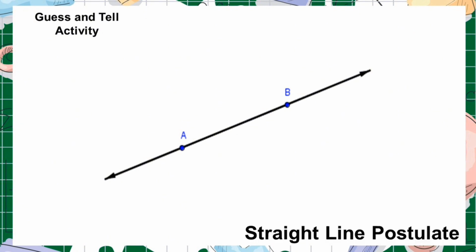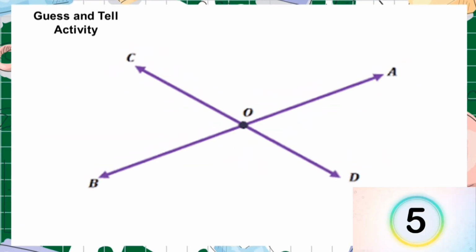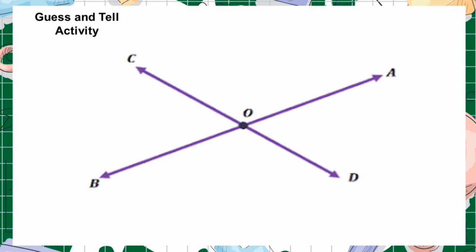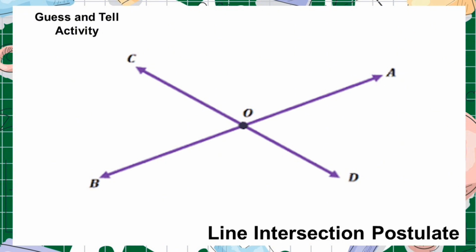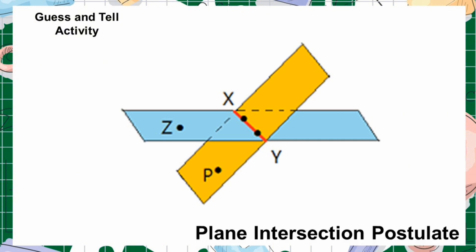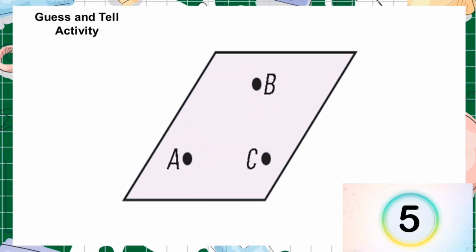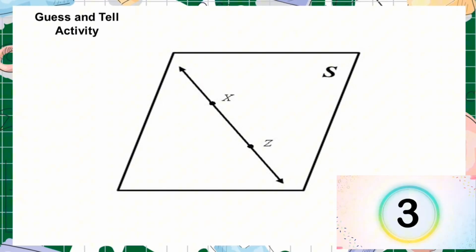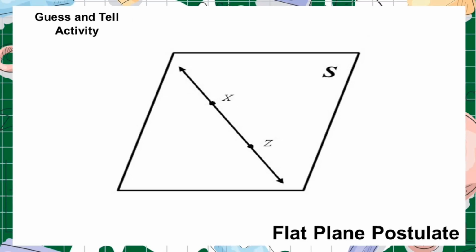Great! It's a straight line postulate. Next. Awesome! It's line intersection postulate. Very good! It's plane intersection postulate. Yes, it's a plane postulate. It's a flat plane postulate.